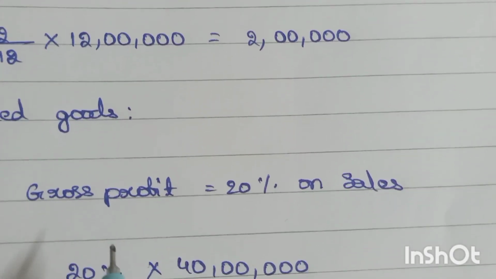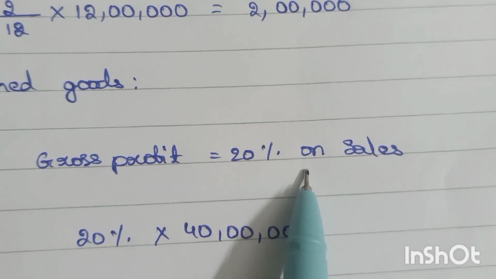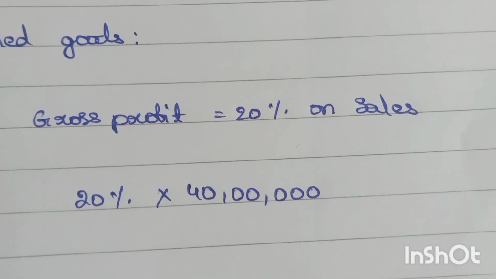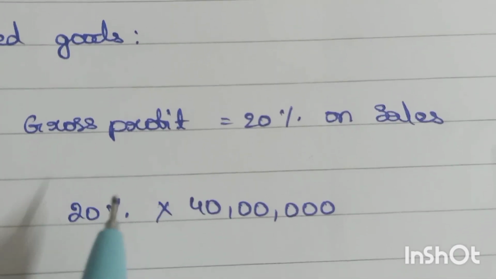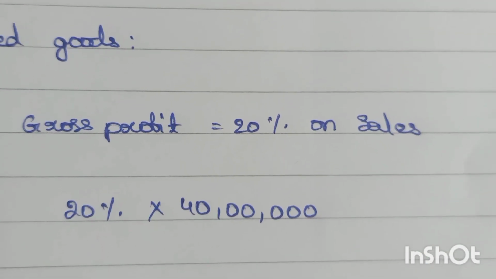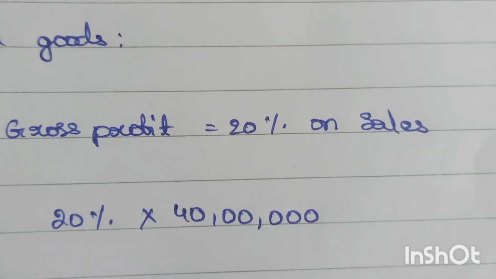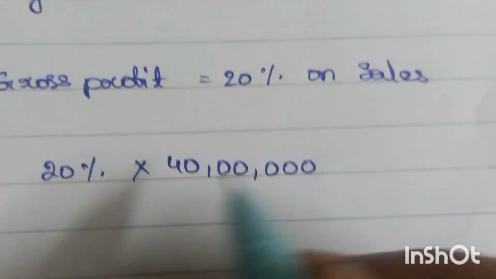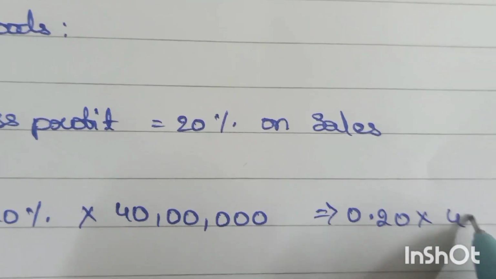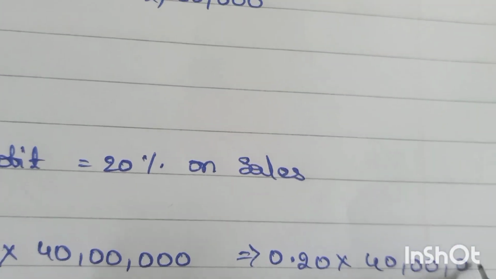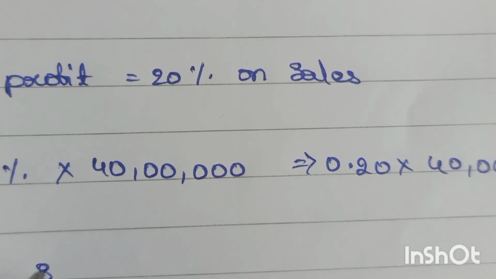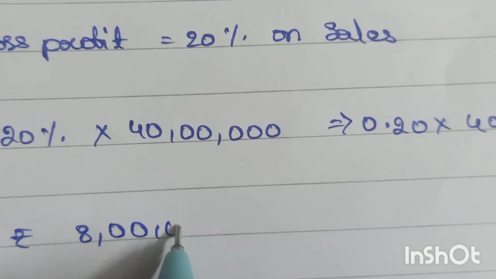Okay, so here the gross profit is 20% on sales. What is the sales amount? 40 lakhs. 40 lakhs into 20%. So now we will get the value of the gross profit. 20% implies 0.20 into 40 lakhs. When we calculate, it is rupees 8 lakhs.